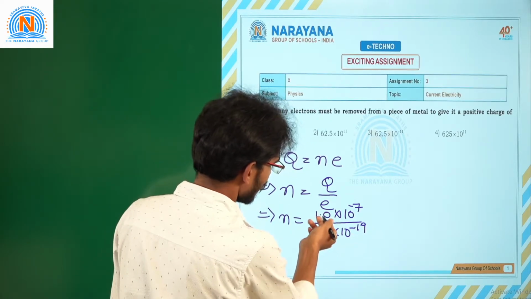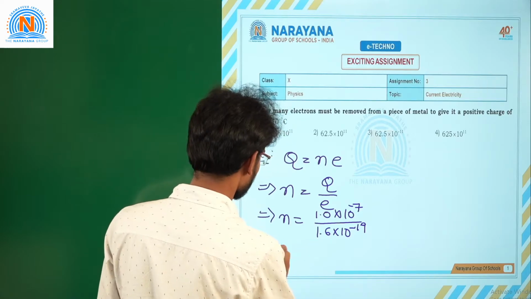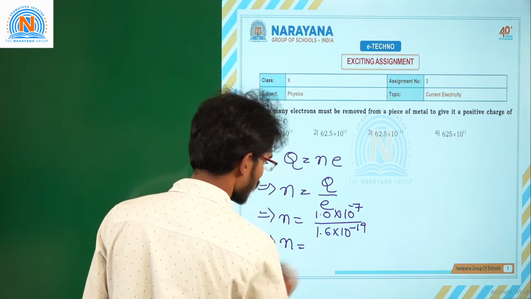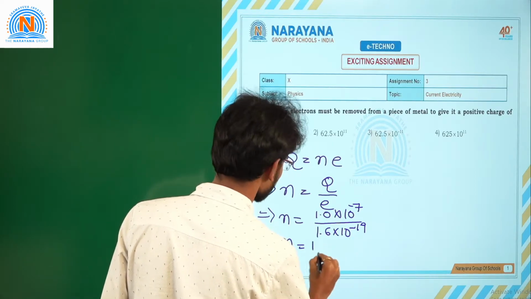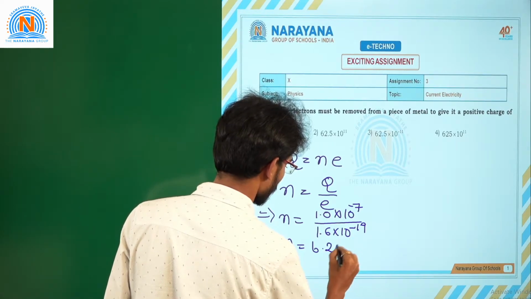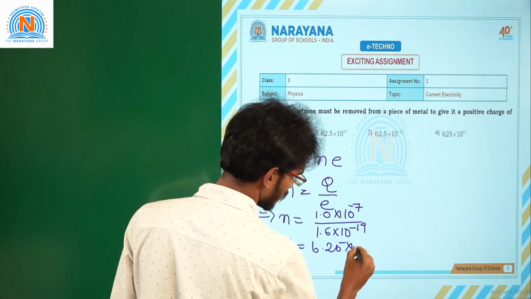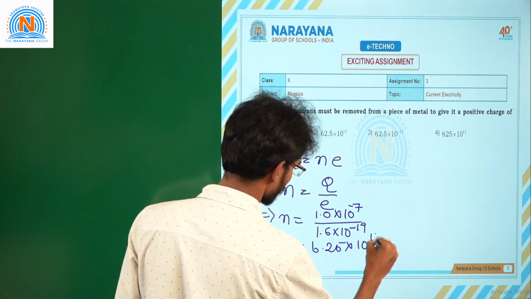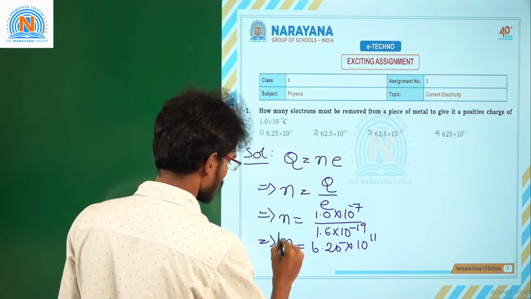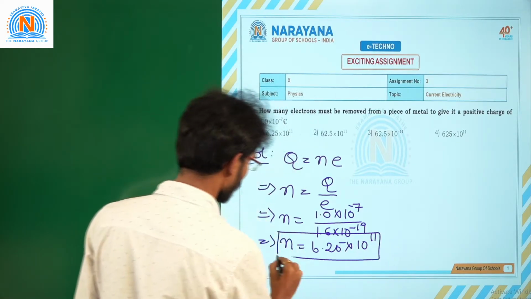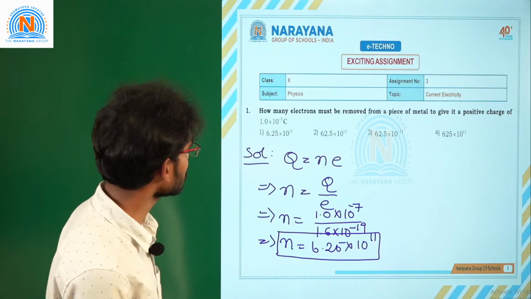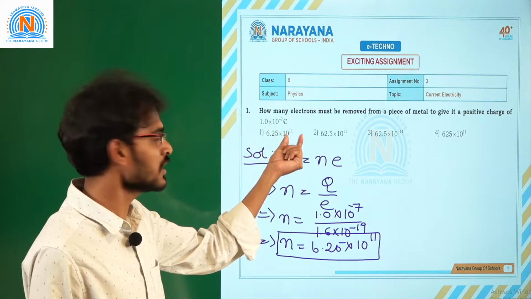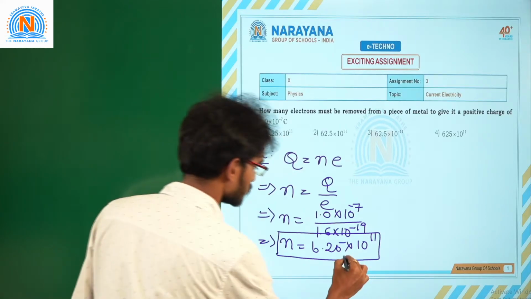Here 1.0 by 1.6, you will get the value 6.25 × 10^12, which comes to 6.25 × 10^11. Therefore, the number of electrons removed from the metal piece is 6.25 × 10^11 electrons.